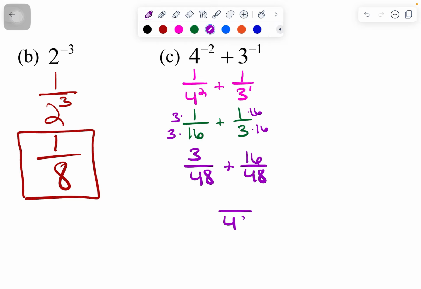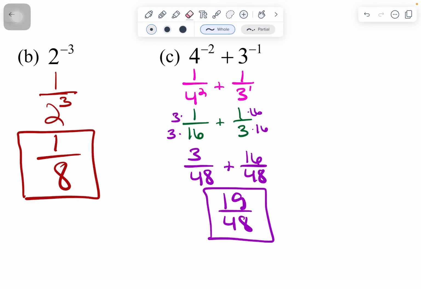Just add the numerators. So 3 plus 16 makes 19. You are not going to be able to reduce that. I am going to do a quick rewrite on that 9 because that looked a little weird. There we go. So 19 over 48 is the final form, the final simplified answer for part C.